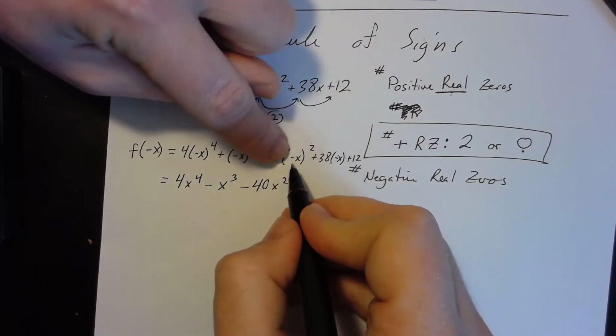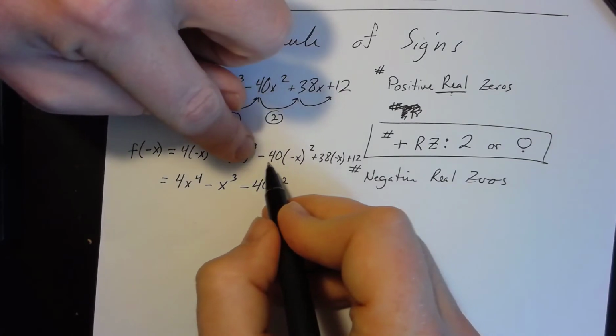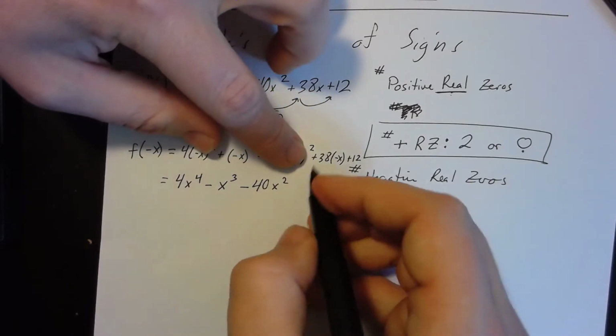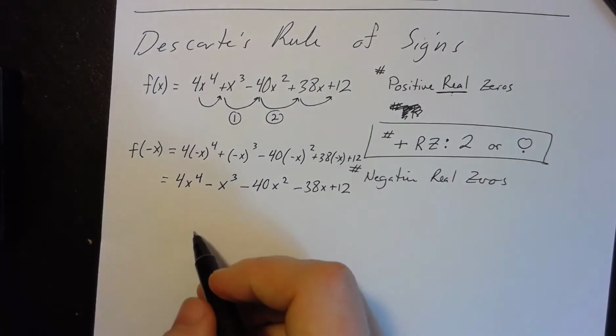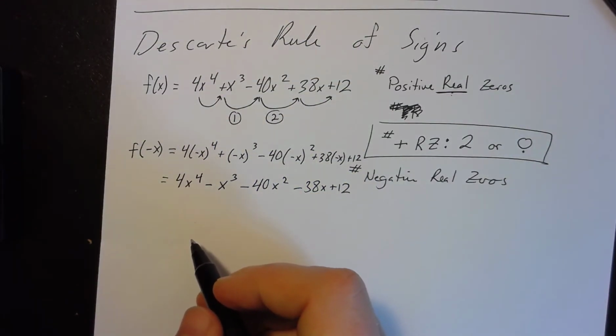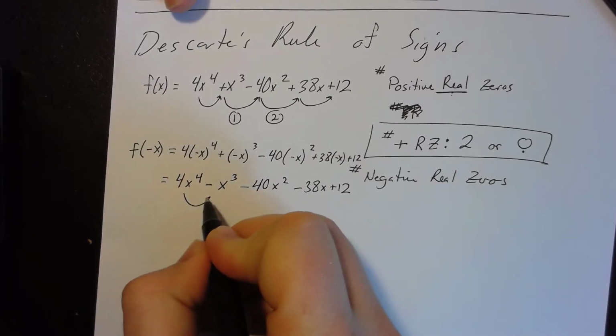Again, it's going to change this to a positive x, and that means that this is not going to change at all. Then back here, I'm going to have a negative 38x, and finally plus 12. So now in this example, I'm simply going to, again, one more time, count the number of sign changes going from one step to the next.